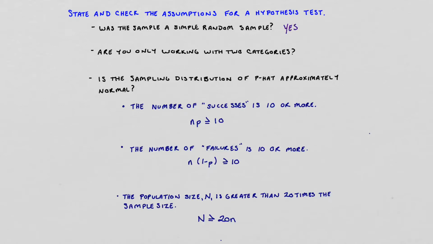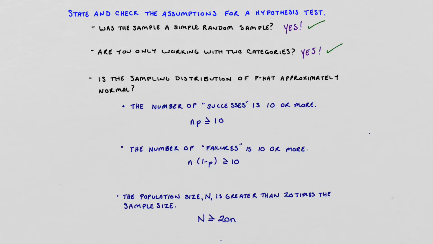And we can automatically say yes here because it was stated in the narrative that the 100 Americans that we looked at were randomly sampled. The second thing that we want to look at is, are you only working with 2 categories? And again, we can say yes here. The 2 categories that we are working with would be those Americans who do eat cereal for breakfast, and the second group would be those Americans who do not eat cereal for breakfast. It can be that kind of quick and simple. So we can check that one off.